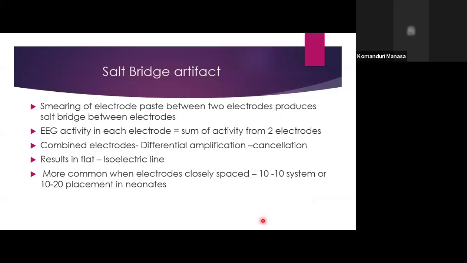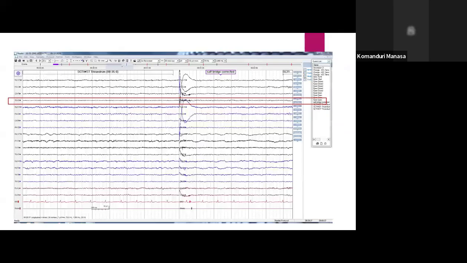Salt bridge artifact. This is produced because of smearing of the paste between two electrodes, which produces a salt bridge. EEG works on differential amplification, so the EEG activity at each electrode is compared, and when the two activities are the same, they cancel out each other, which results in an isoelectric line. It is more common when the electrodes are closely placed, like in the 10-10 system, or when you try to place a 10-20 system on a neonate.